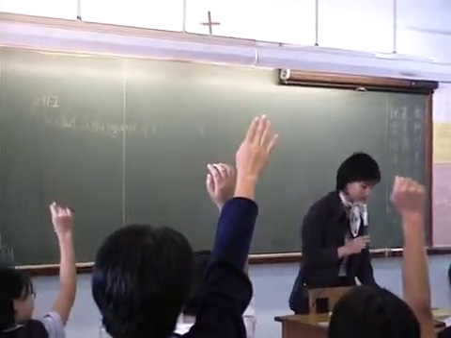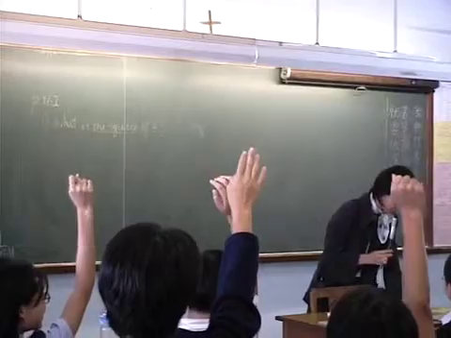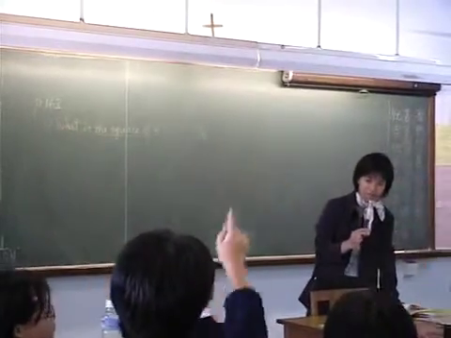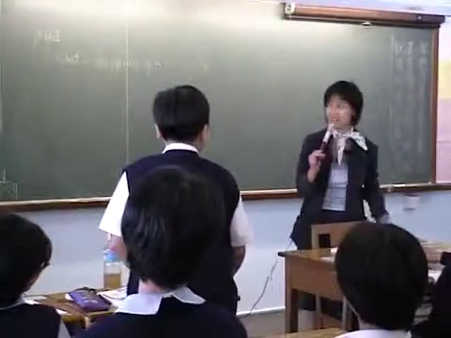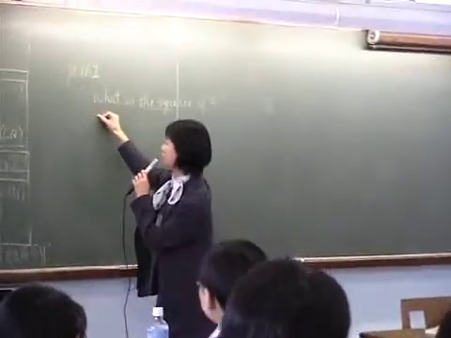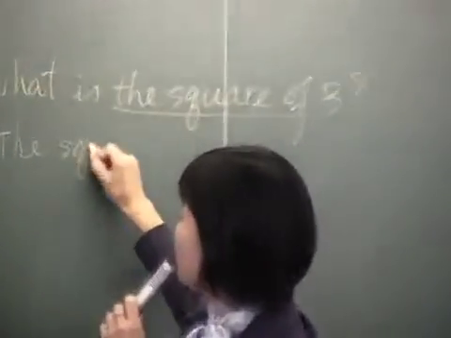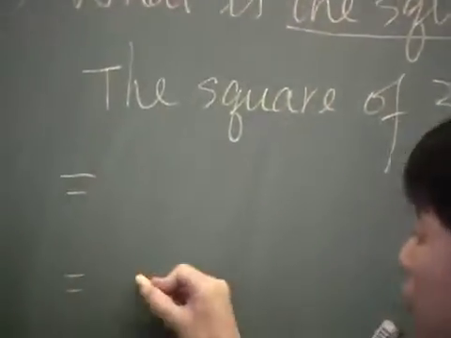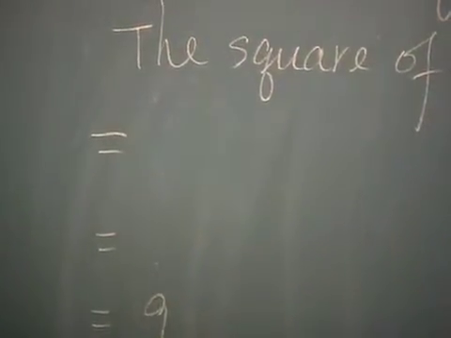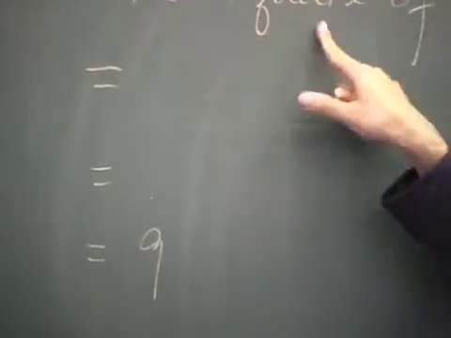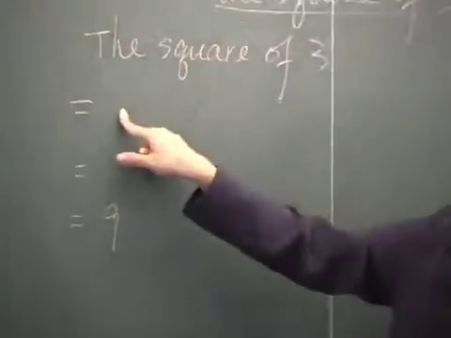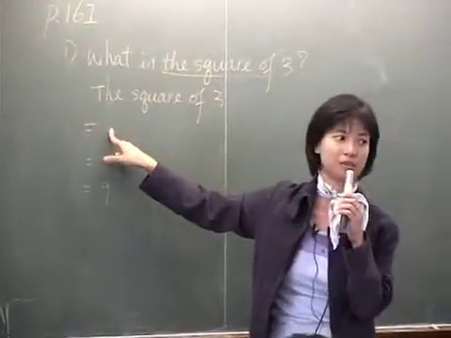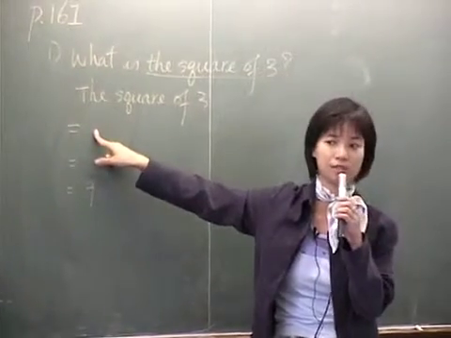So what is the answer? 6? Yes? 9, yes. So we can answer the question like that. The square of 3 is equal to 9. So we can show the step. You can use mathematic notation. How to write the square of 3?